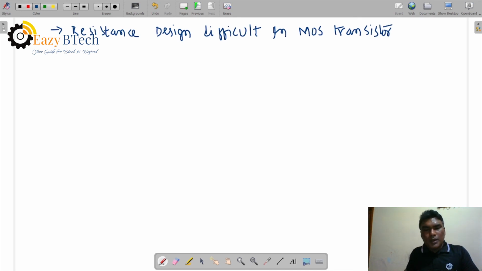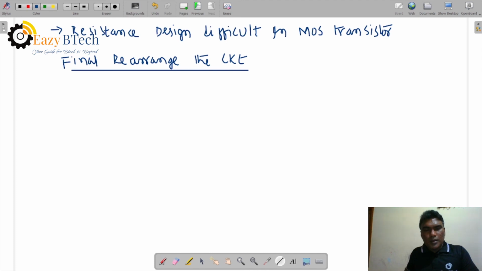So the final rearranged circuit. Let us see this one. Instead of resistance, we have added NMOS transistors.